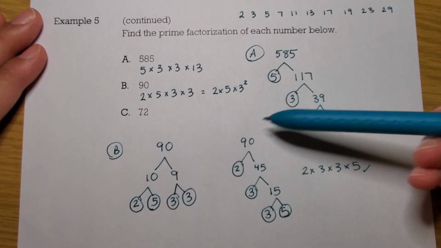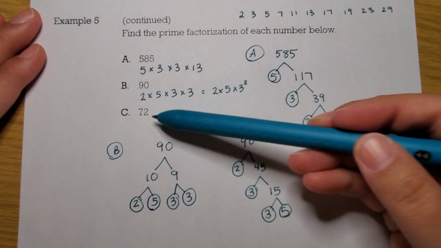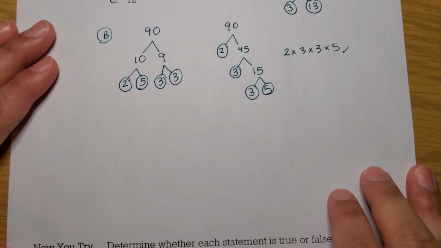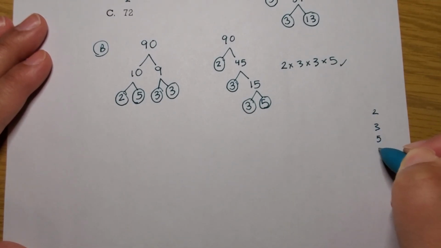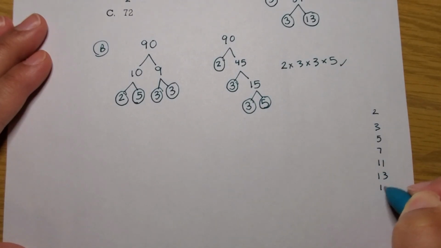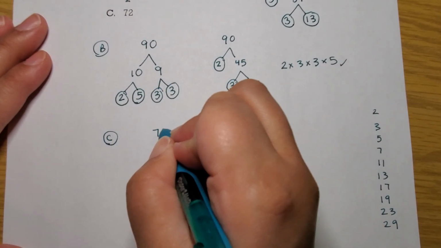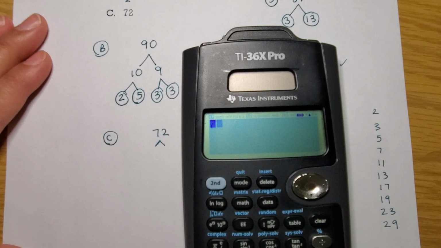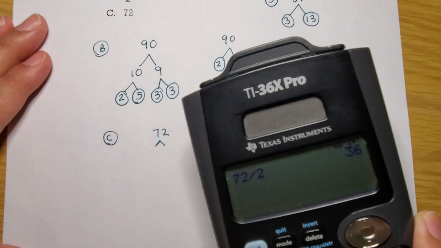So let's do 72 using the same method I used here, just to make sure that we have a method that always works. So we're going to do 72. Now I've pushed my prime number list off the page, so I'm going to write it on the side here, just for reference. Okay, and now for part C, let's do 72. So let's try 2. Sweet, 2 works. So I got 36 there.